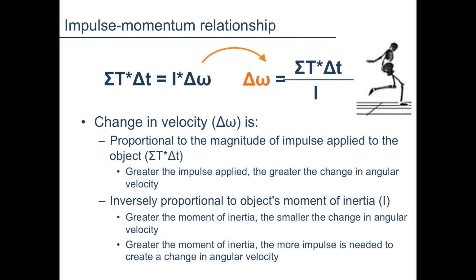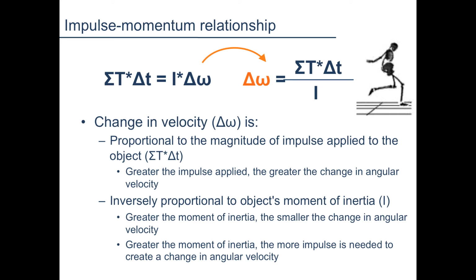Rearranging the angular impulse-momentum relationship to look like the equation on the right side is helpful in understanding how you can change the object's angular velocity. Looking at the equation, you'll see that the change in angular velocity of an object is proportional to the net torque applied to the object and the time over which the torque was applied. This means that the greater the net torque applied and the longer that torque is applied, the more you can speed up or slow down the object's rotation.